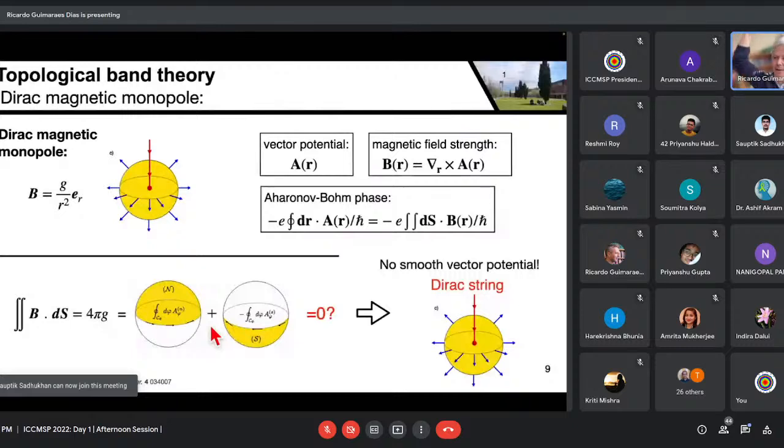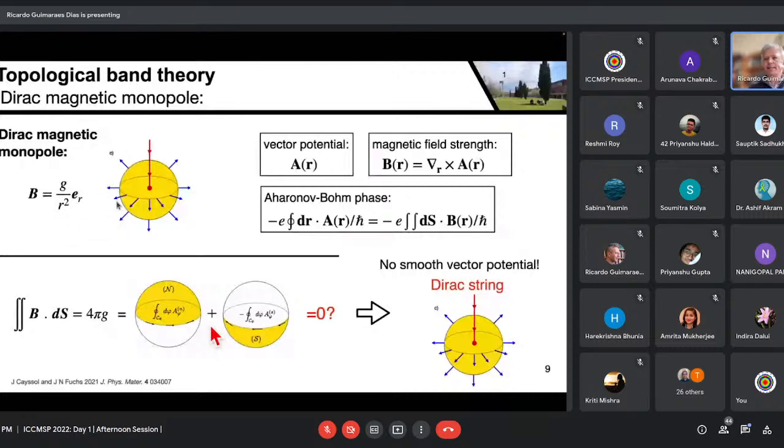Of singular behavior starts at the monopole and extends to infinity. And whatever you choose, you will always have this Dirac string. We call this line of singularities a Dirac string, okay?